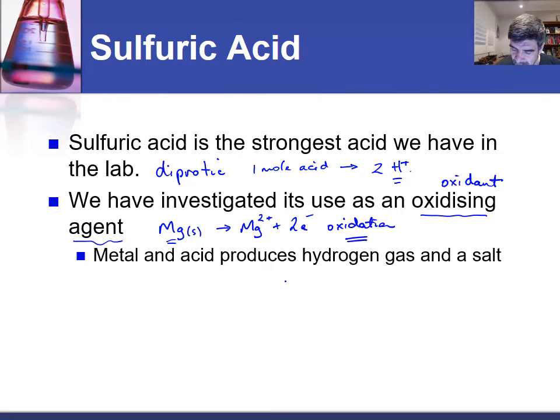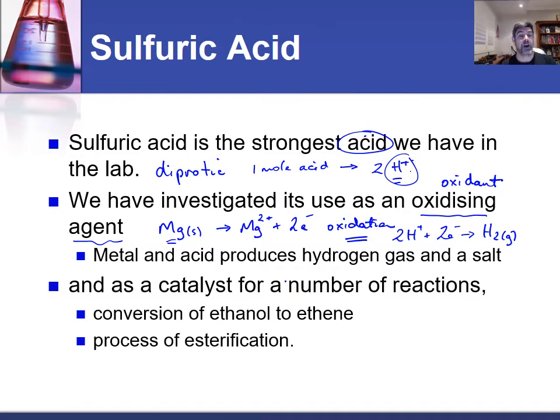At the same time, of course, what we also have happening is hydrogen ions, 2 of them, are going to combine with 2 electrons to form hydrogen gas. And so that is the reduction step, and that's the component in the acid right here that is being reduced in this case. So the metal is actually acting as a reducing agent or reductant.